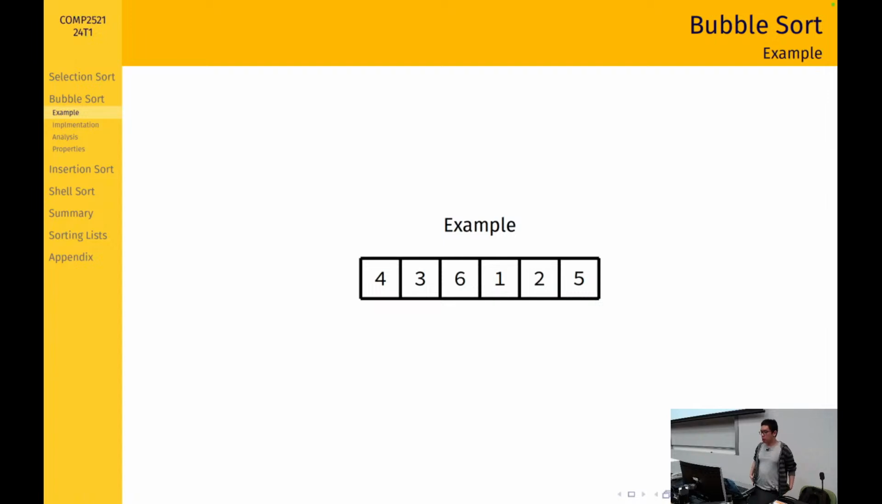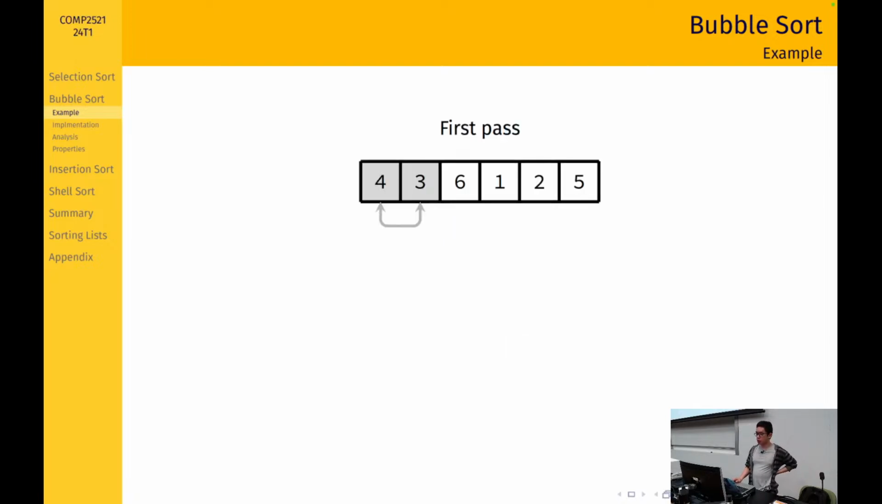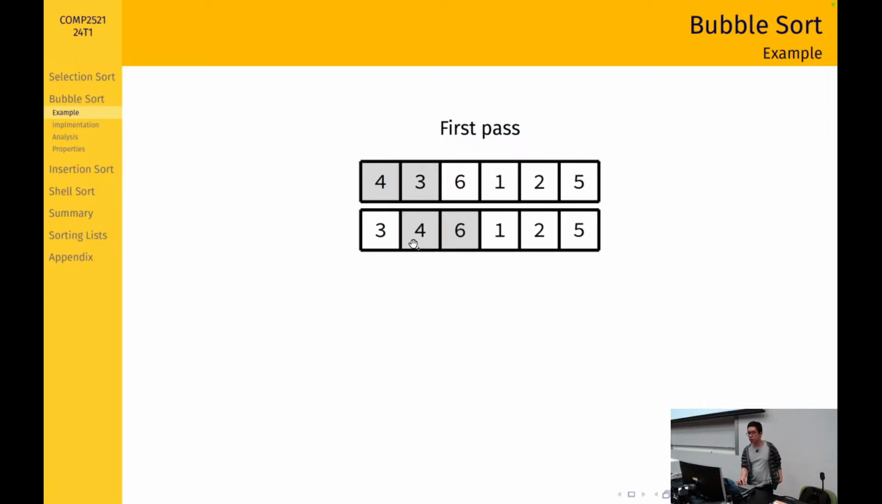Okay, so here is an example of bubble sort. So suppose we want to sort this array. Right now, during the first pass, we're going to start from the left-hand side of the array, and we're going to compare adjacent pairs of elements. Right, so first, we're going to compare 4 and 3. Right now, since these are out of order, we're going to swap them. Right, so we swap them now.